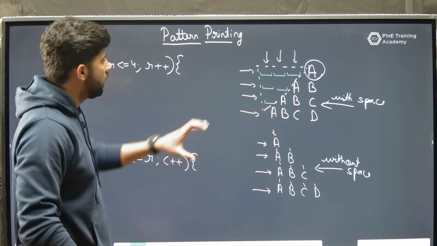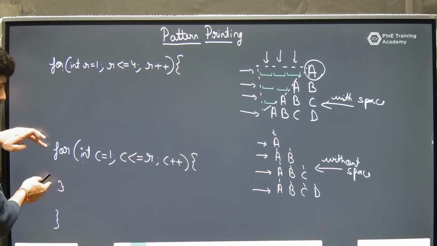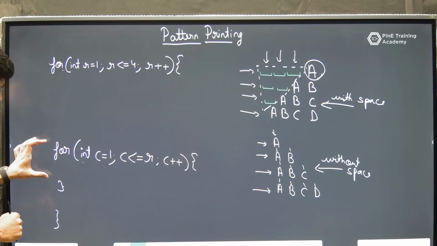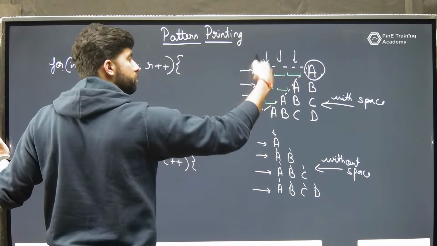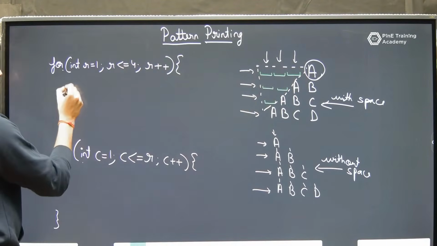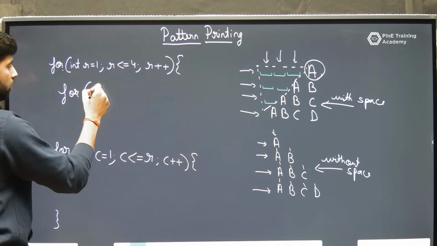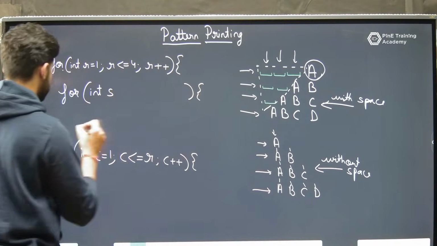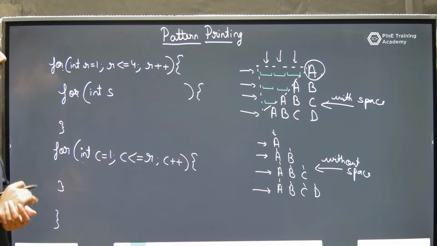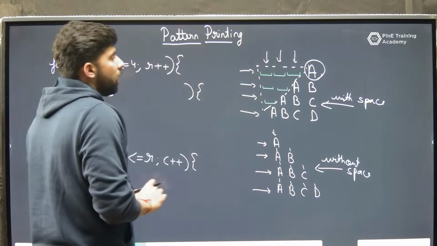That means the loop for space will come before the loop for our pattern. This is the loop for our actual pattern. And since we are printing space before, we will create a loop before our pattern. So this will be responsible for our space. We will see what conditions we need to write.